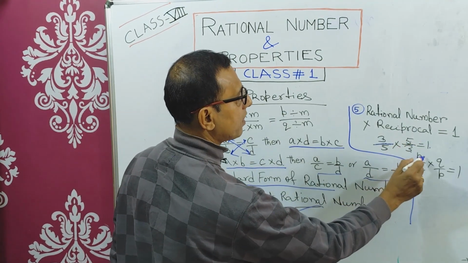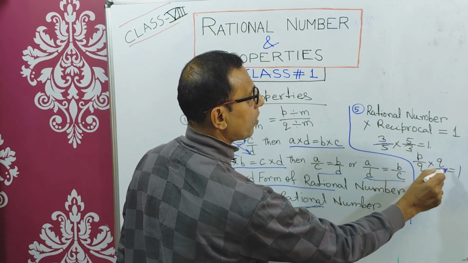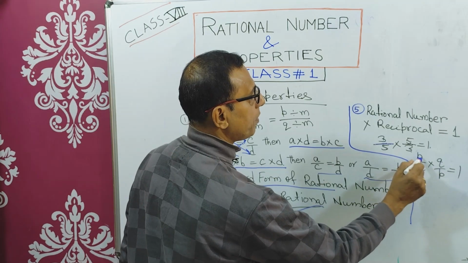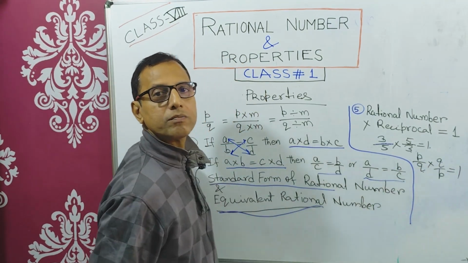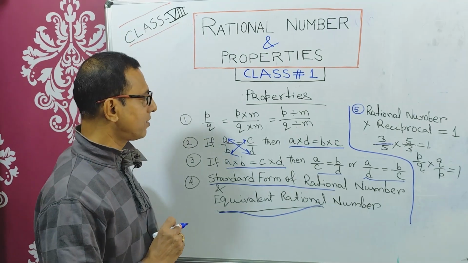So you can express it in the form: P by Q is the rational number. Then what is the reciprocal of P by Q? That is Q by P. So P by Q into Q by P equals 1. I hope you understood the rational number and its major properties as of now.